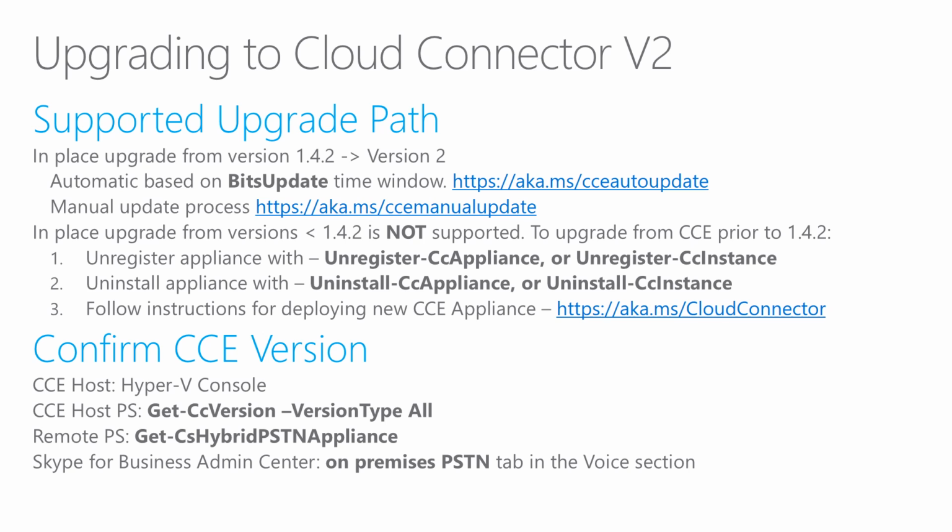Remote PowerShell, logged in as your tenant admin, can also be used by running Get-CsHybridPSTNAppliance. This will show all the appliances deployed and the status of those appliances. You may also open Skype for Business Admin Center in your browser, and in the voice section, click on the On-Premises PSTN tab for a status of the appliances.